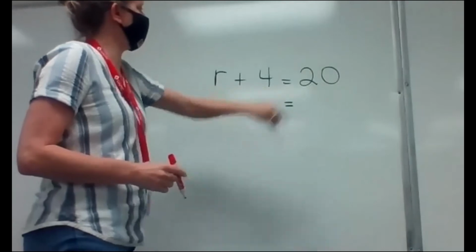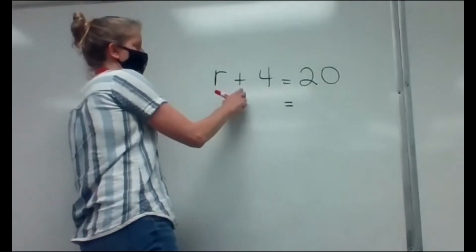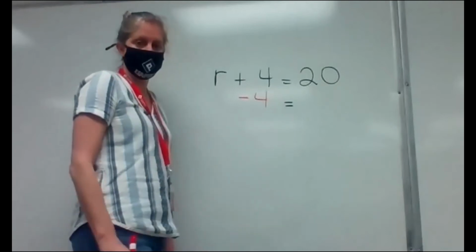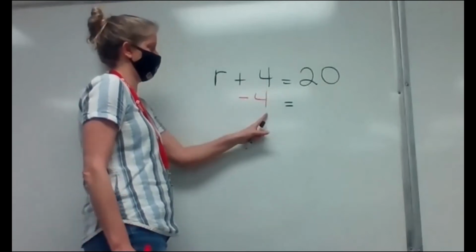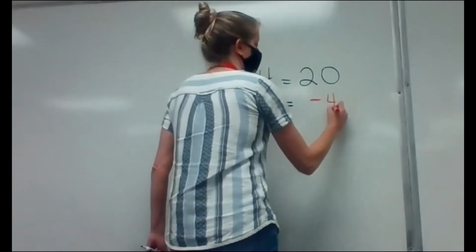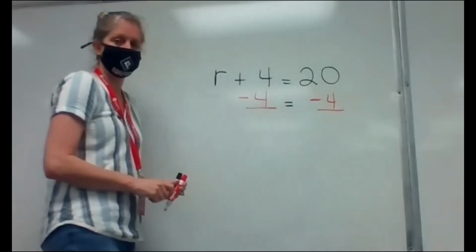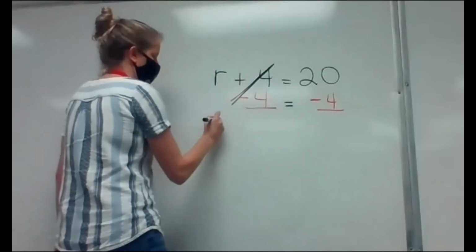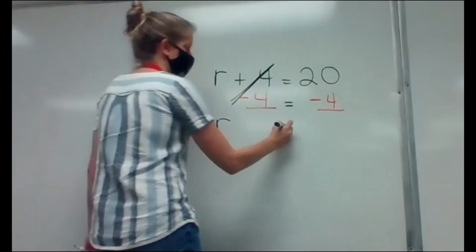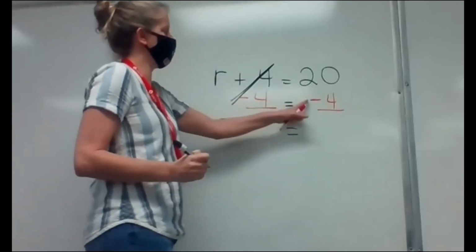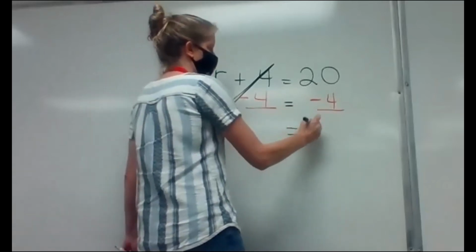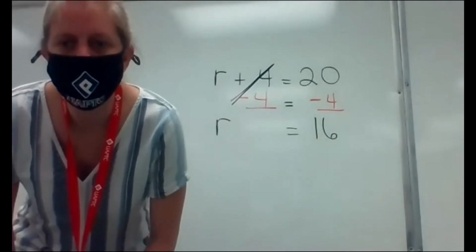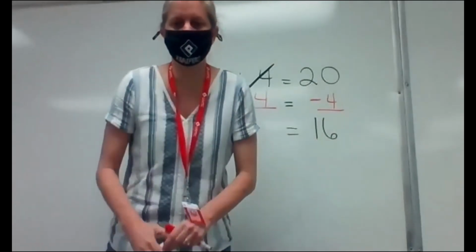So r plus 4 equals 20. Getting rid of the plus 4. The opposite is minus 4. If I do it on one side, I've got to do it on the other. Cancels it out over here. All I'm left with is r equals 20 minus 4, which gives you 16. So all you would do is enter 16.